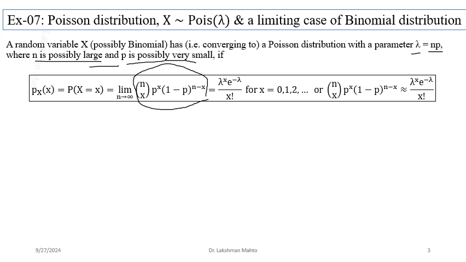It is not exactly 0, it will approach 0. So, the limiting case of the binomial distribution: when n is approaching infinity, the probability of success is very small, and you have to perform a lot of Bernoulli trials. If you solve this limiting problem, the limit is lambda to the power x, e to the power minus lambda, divided by factorial x, where lambda is equal to n times p.